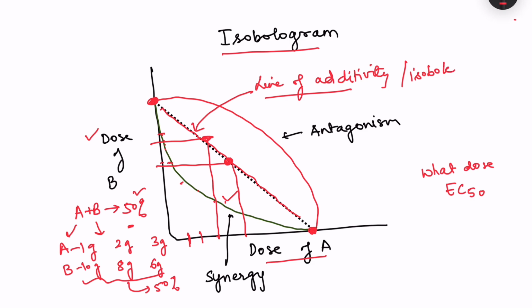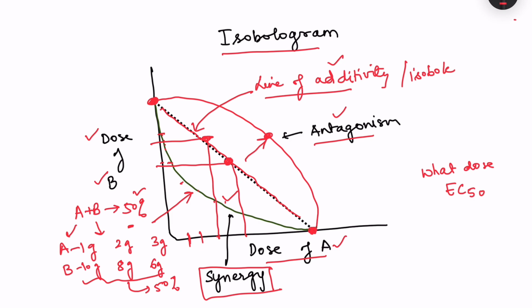If the line is coming below this green one, then it denotes synergism. That means the dose of A and B which is required has decreased than required in case of additivity. And antagonism, that means now the graph will come up and the dose of A, suppose dose of A is antagonized by dose B, so dose of A required is much more. Or if both are antagonized, then both doses required are much more. So that is line of antagonism.